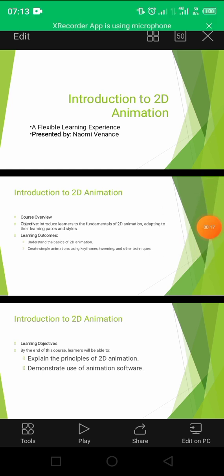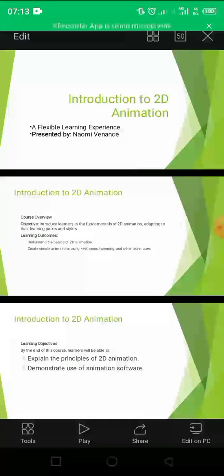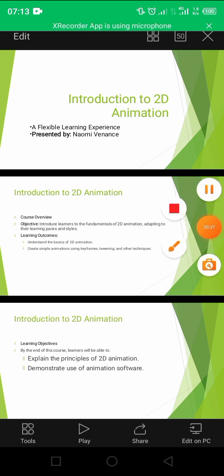Course overview. Objective: introduce learners to the fundamentals of 2D animation, adapting to their learning paces and style. Learning outcome: number 1, understand the basics of 2D animation. Number 2, create simple animation using keyframes, tweening, and other techniques.